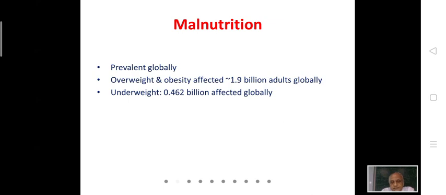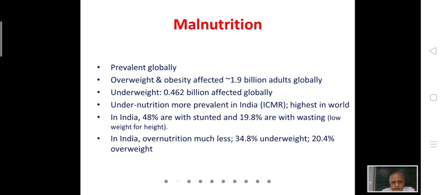Underweight, eating less or becoming thin, it affects drastically fewer people, and that is mostly because of the poor countries which cannot afford or which don't have good governance to provide food to its people. But that is only 25% of the overweight value. See, a lot of people are more obese and overweight as compared to underweight. Undernutrition is more prevalent in India, according to the Indian Council of Medical Research.